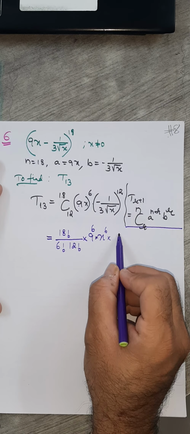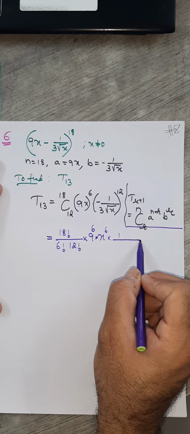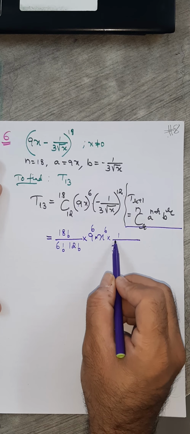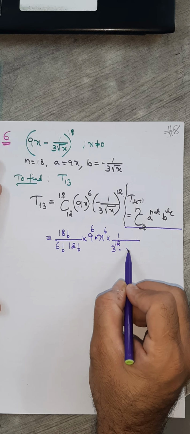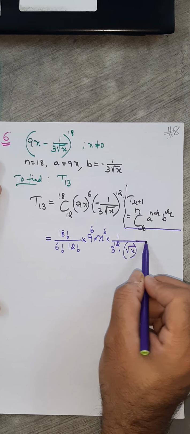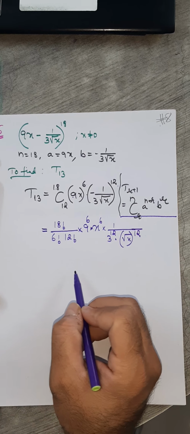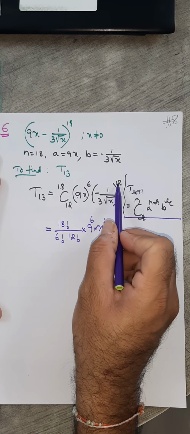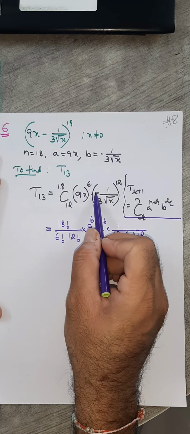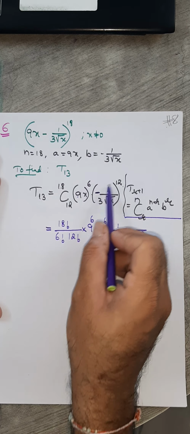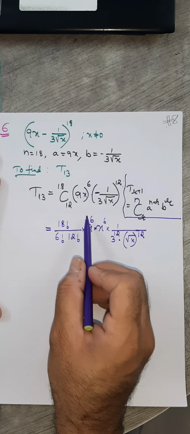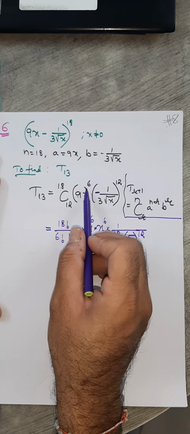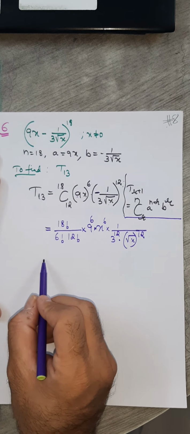Into minus 1 raised to 12, that is just 1, even power. This is 3 raised to 12, and this is root x raised to 12. I've applied the individual power to minus 1 raised to 12, which will be 1, even power, so this will be positive. 3 raised to 12, root x raised to 12, 9 raised to 6, x raised to 6.